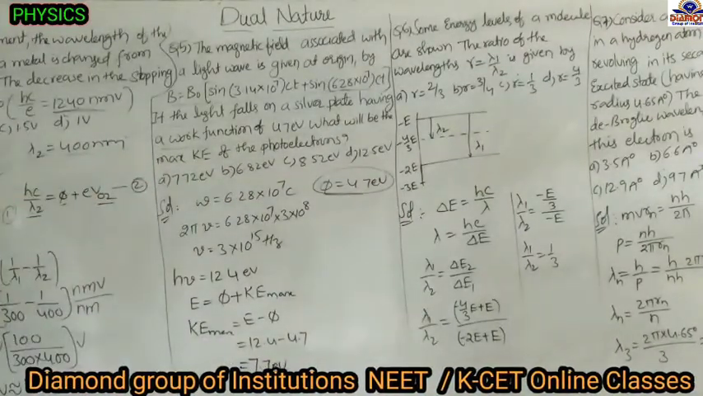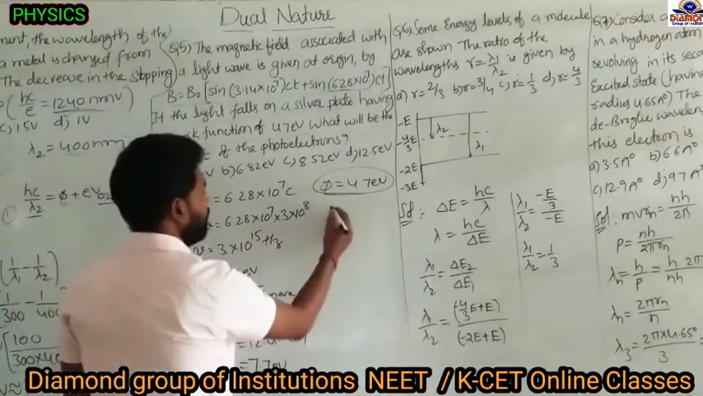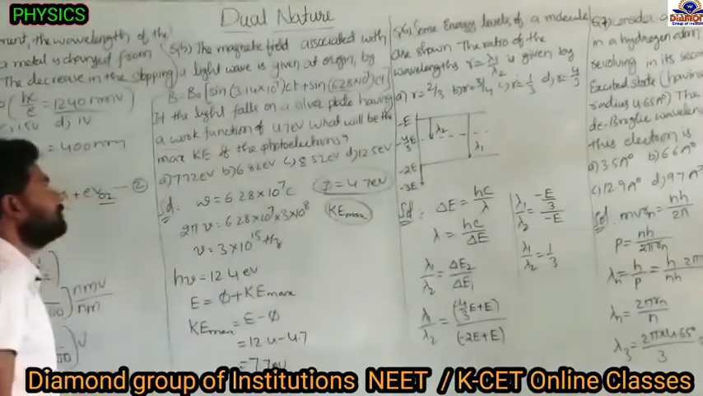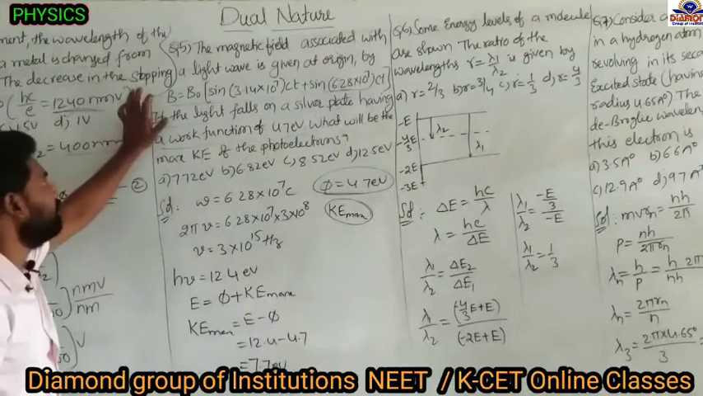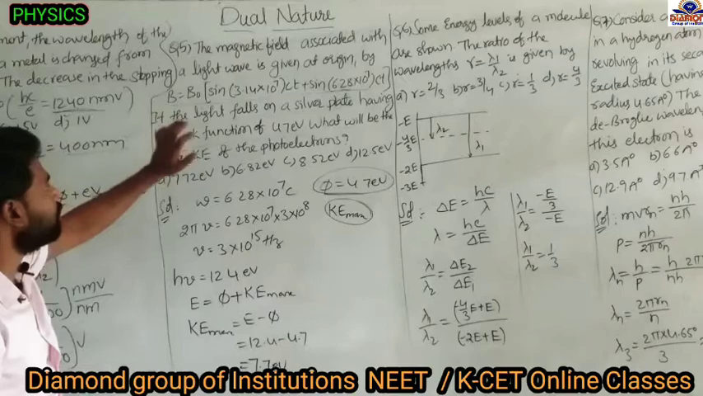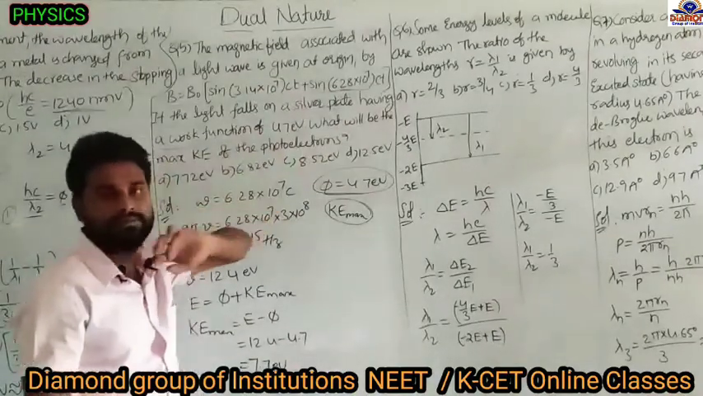Okay, what will be the maximum kinetic energy of the photoelectron? We have to find the maximum kinetic energy of the photoelectron. From the equation they have given, there is one clue: we have to find the frequency here.